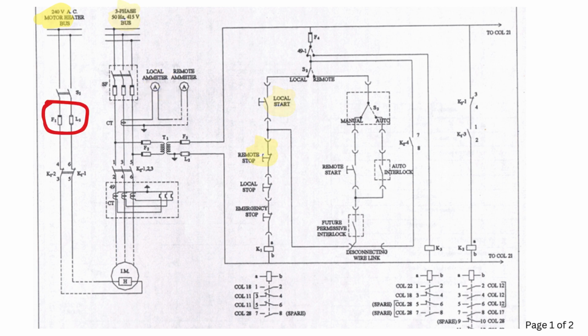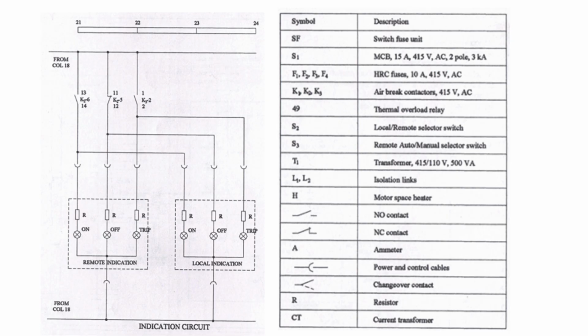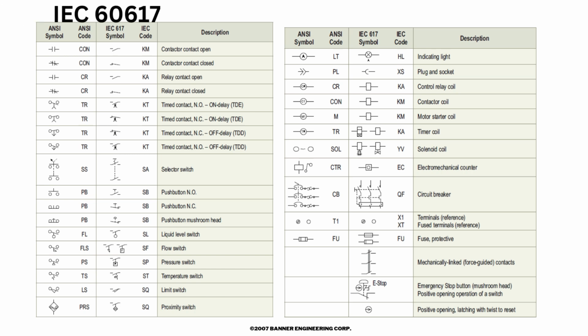If you are unfamiliar with the electrical symbols, I recommend referring to the IEC or ANSI standard symbols. You can easily find the IEC 60617 standard by searching for it on Google. To make it easier, I have attached a screenshot of ANSI and IEC symbols with the descriptions, which I found on the Banner Engineering website.